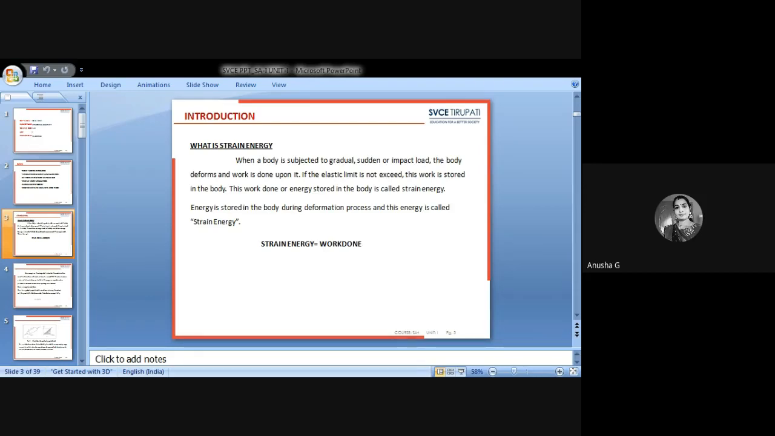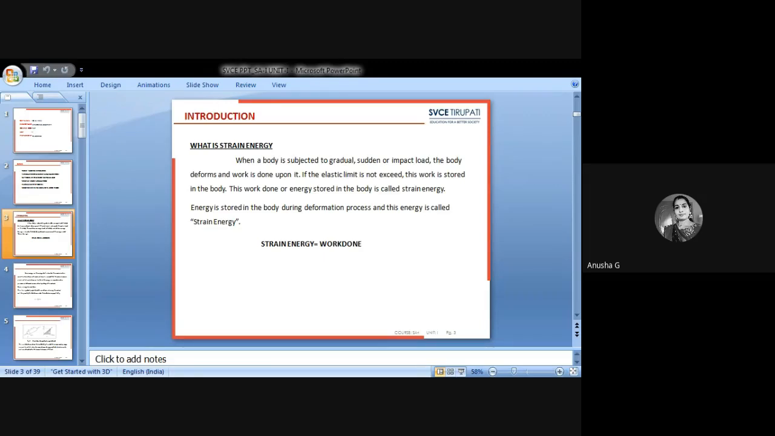That means the energy is stored in that spring. When the load is removed, the material regains its original position. But also, we have to observe this for the spring. This is strain energy, which we can really observe in our day-to-day life. Okay, the loads applied on a material can be of three types: gradually applied load, suddenly applied load, and impact load, depending upon the situation of that area. Okay.